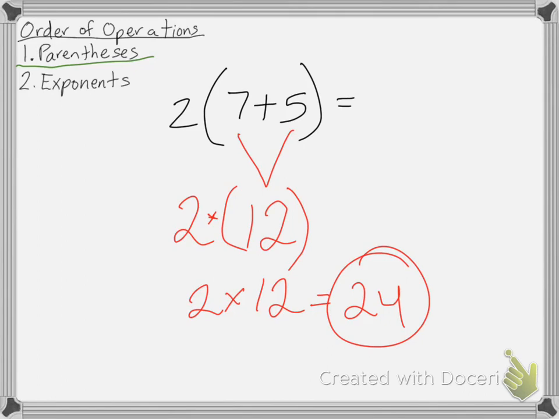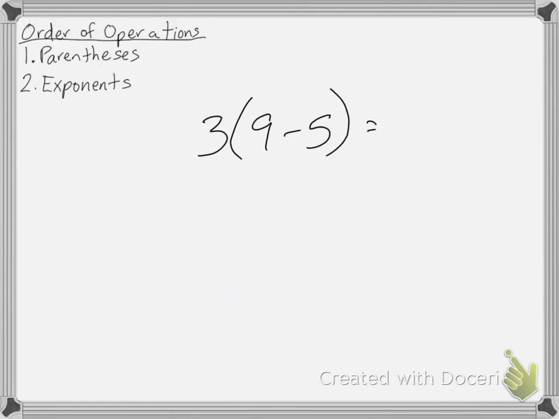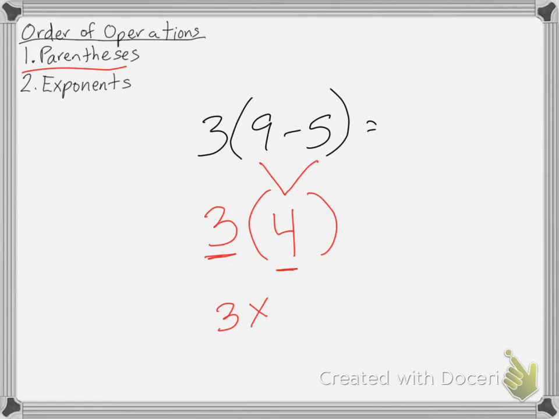Okay, so let's try that again. We have in this case 3 times 9 minus 5. So doing parentheses first, 9 minus 5 equals 4. We keep the parentheses around it and put the 3 outside. So remember, this means 3 times 4, and 3 times 4 equals 12.